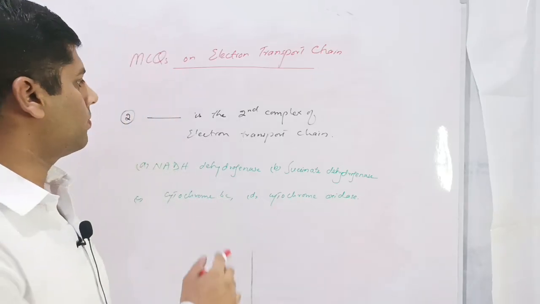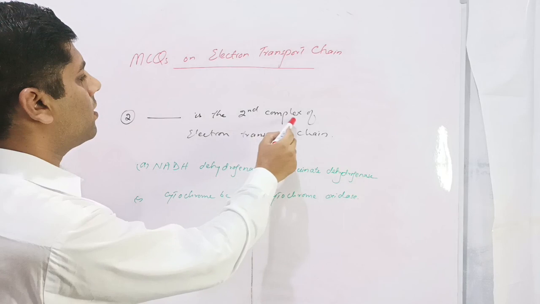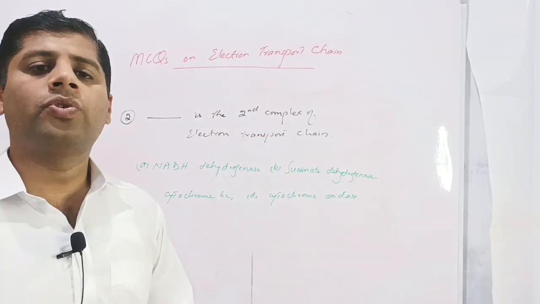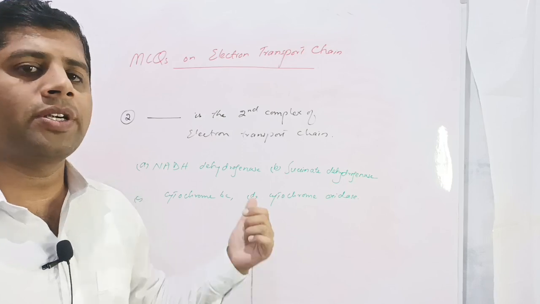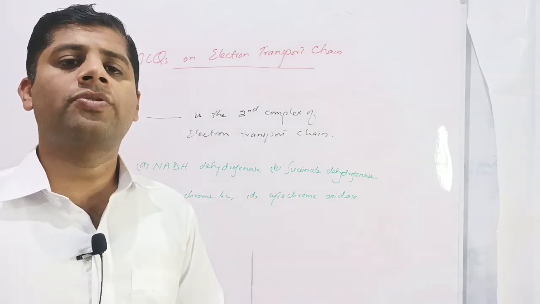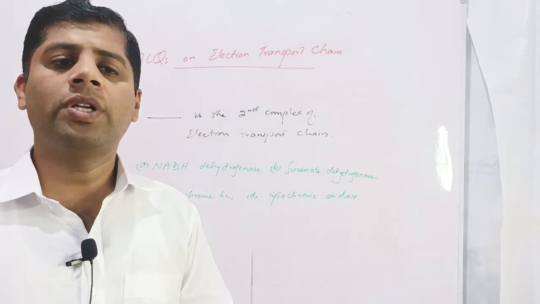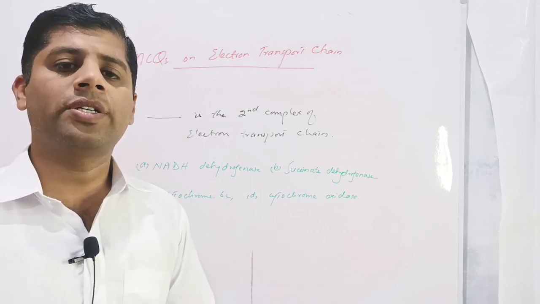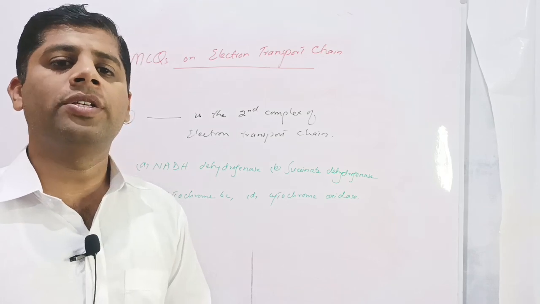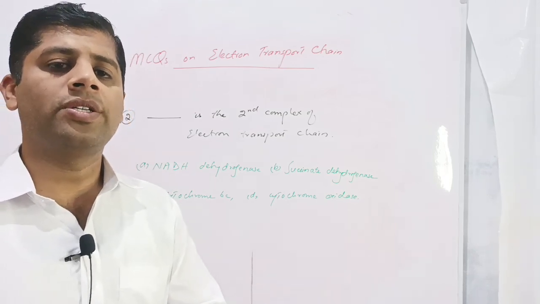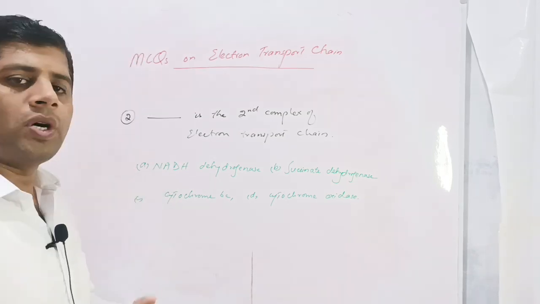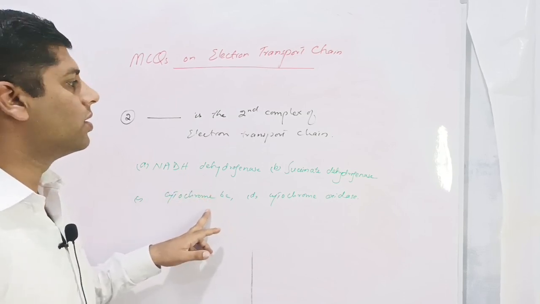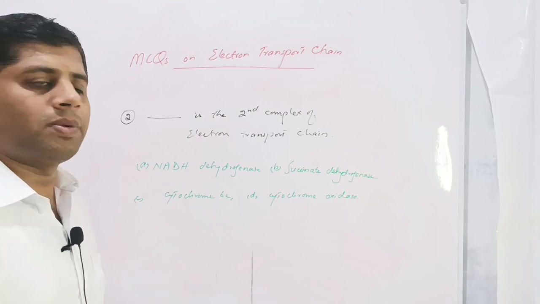The second question is: dash is the second complex of the electron transport chain. You know that there are 4 protein complexes involved in the electron transport chain, and these complexes transfer the electron from one molecule to another, and in this way subsequent oxidation reduction reactions take place and release energy. This energy is utilized in the formation of ATPs. So all of these 4 complexes are written here. He is asking about the second complex.